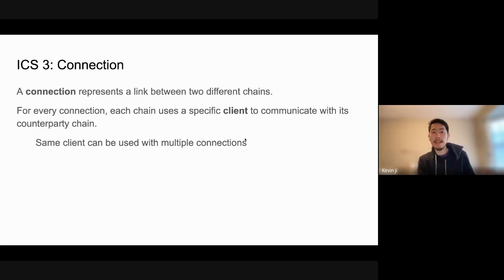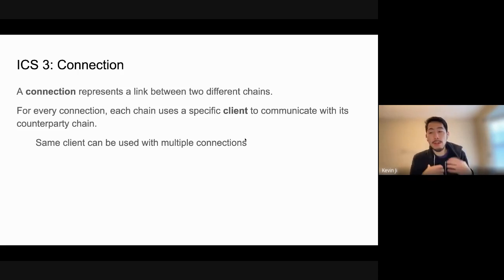So now that we have light clients, we can start creating connections between two different chains. A connection just represents an open link between two chains. Every connection needs to use a specific client so that the connection is able to understand what the other chain is saying and establish this handshake to start a connection. Of course, the same client can be used with multiple connections.